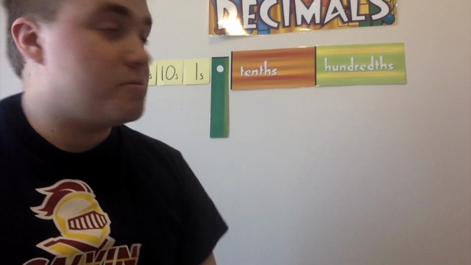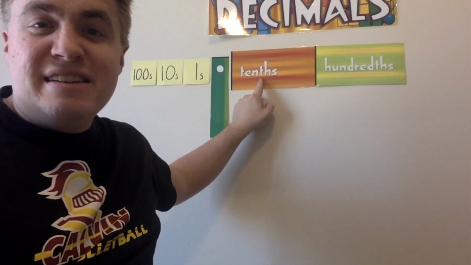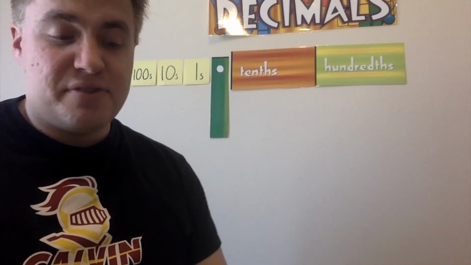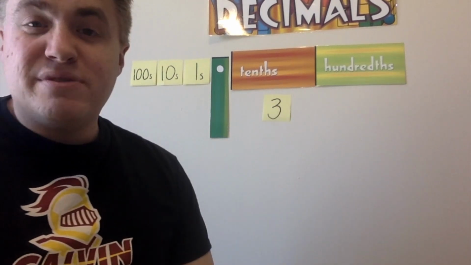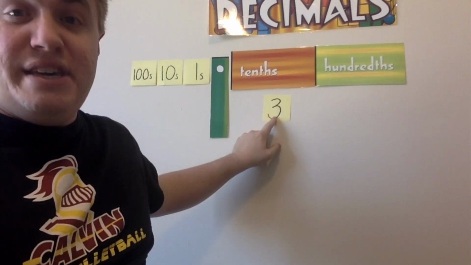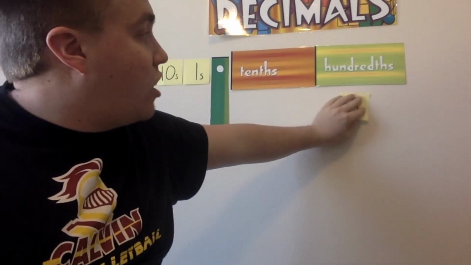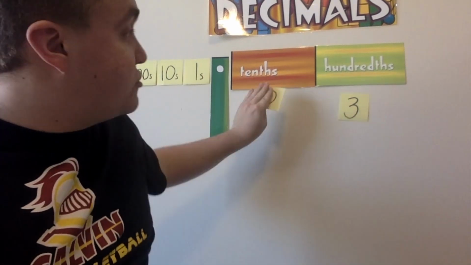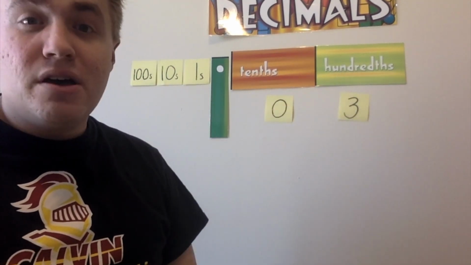Yesterday we did talk a little bit about decimals and the fact that after the decimal we have the tenths place value and we also have the hundredths place value. If I were to stick a 3 underneath the tenths, I would say that this is 3 tenths. Okay? If I were to move that 3 over to the hundredths place, I would say that I have 3 hundredths because I would have 0 tenths and I would have 3 hundredths.